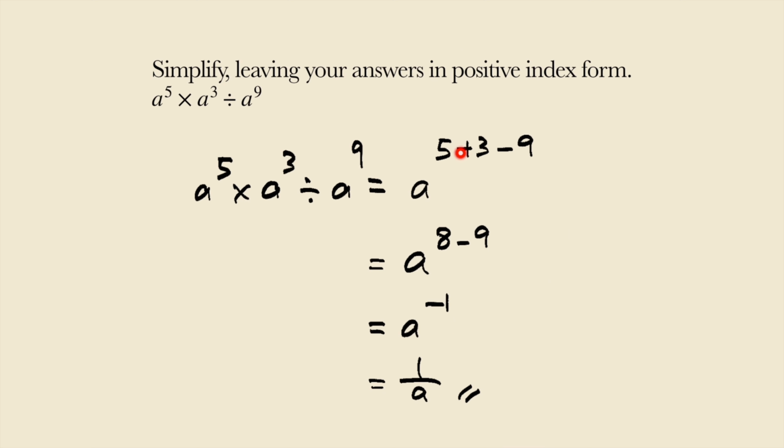So in this case, it is just 5 plus 3, which is 8. 8 minus 9 is negative 1. So to leave your answer in positive index is just 1 over the whole thing. So it's 1 over a.